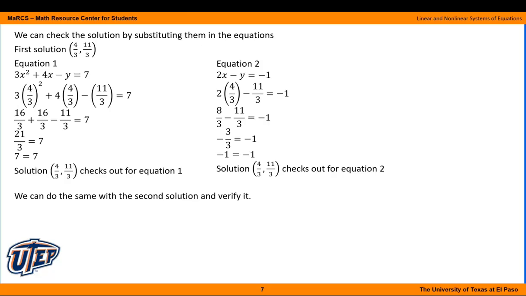Let's verify one of the solutions. Substituting 4 over 3 and 11 over 3 into equation 1 produces a true statement. Substituting the same point into equation 2 also produces a true statement. Since both equations are satisfied, the ordered pair is indeed a solution. The second solution can be verified in exactly the same way. Checking solutions is especially important when solving nonlinear systems because multiple solutions are often possible.